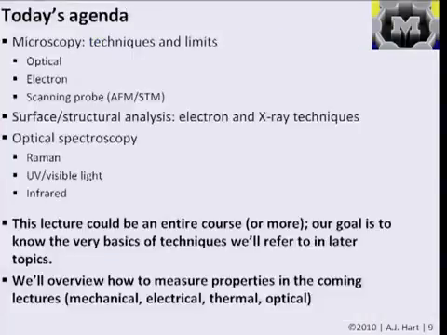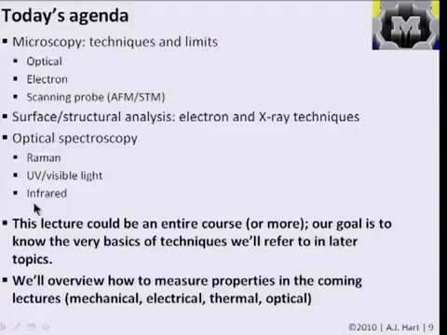Okay, so today's agenda is really an overview of techniques for characterizing materials at the nanoscale, focusing mainly on structural characterization by microscopy. We'll talk a bit about optical microscopy, electron microscopy, and scanning probe microscopy, using 3 different modes to interrogate what's down there at the nanoscale. And then we'll talk a little bit about surface and structural analysis using electrons and X-rays, and a bit about optical spectroscopy.